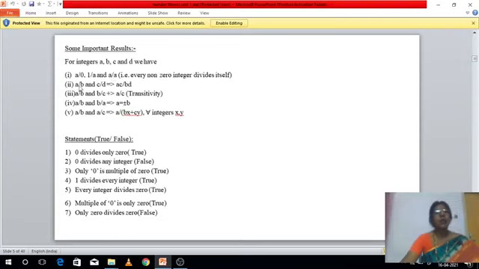Next, the second property: if A divides B and C divides D, then AC divides BD. Third, A divides B and B divides C implies A divides C, which is called transitivity. We are going to see the proofs in the next class. Next, A divides B and B divides A implies A is plus or minus B. Next, A divides B and A divides C implies A divides Bx plus Cy for integers x, y.